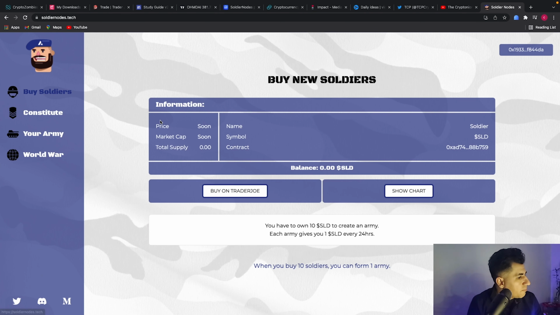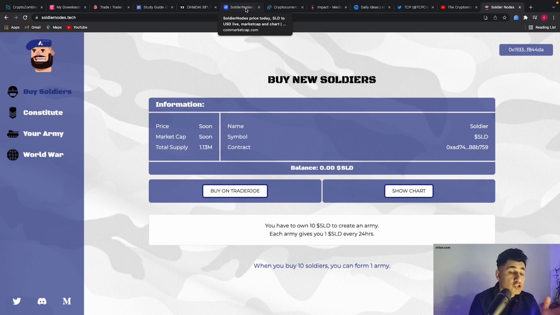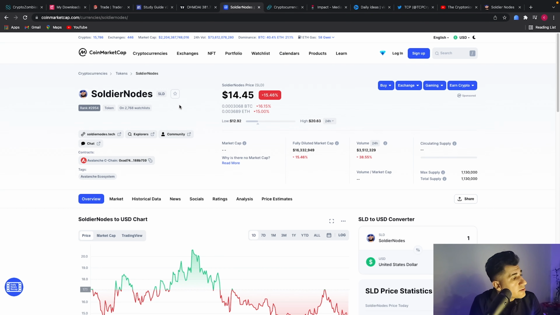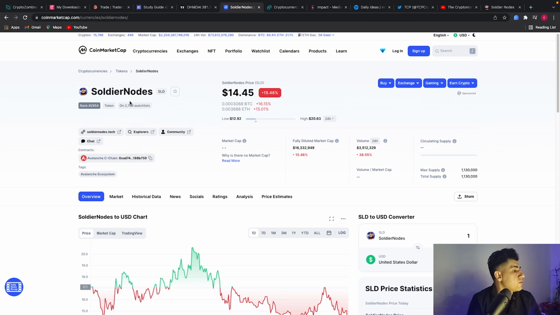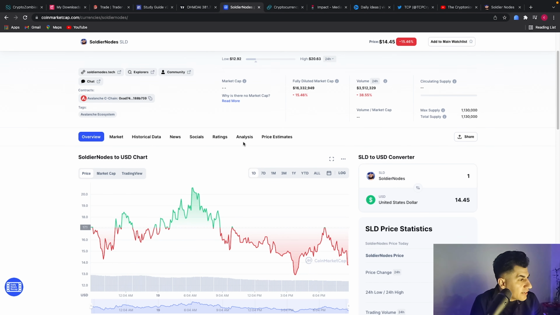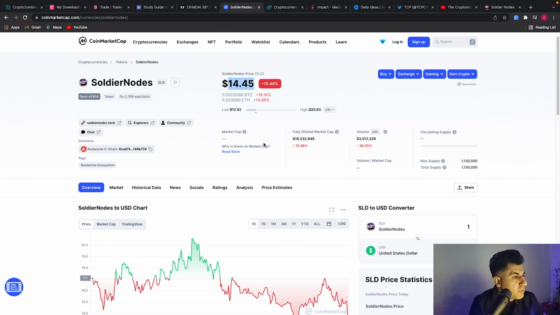All right, so buy soldiers. Again, this is fairly simple, right? A website of 4 pages, and it's fairly simple. Now, let's go to CoinMarketCap right now and search their SLD token. So here on CoinMarketCap, we see SolderNodes dipped 15.4%, and today only, they dipped 15.4%.